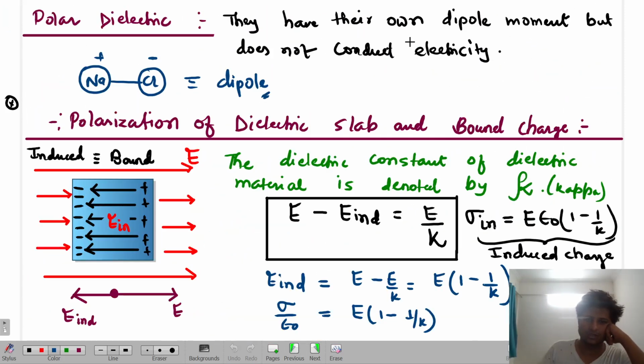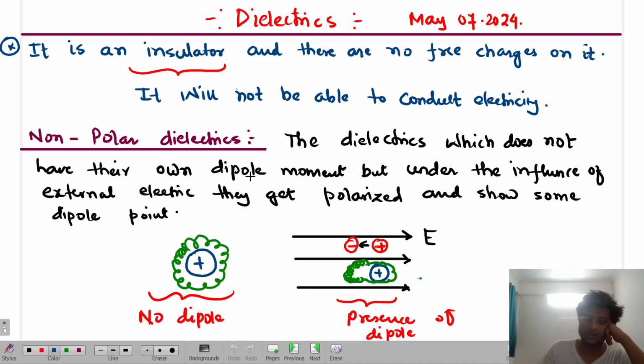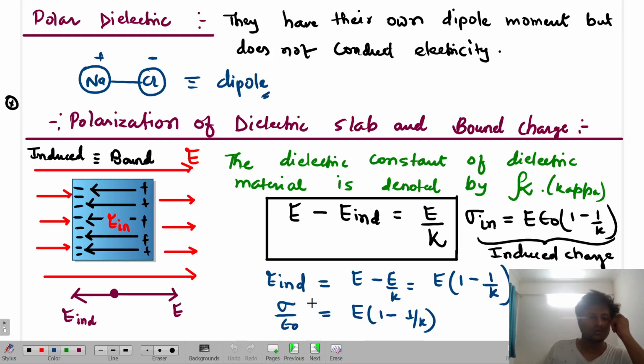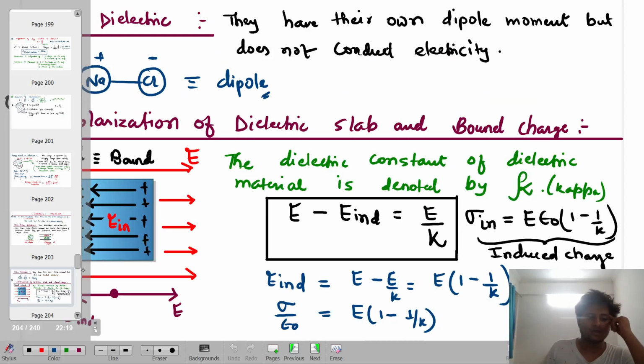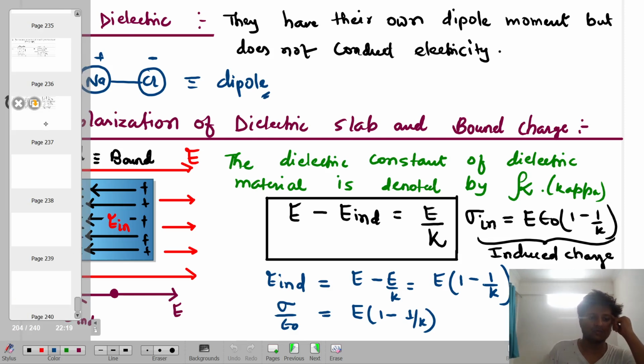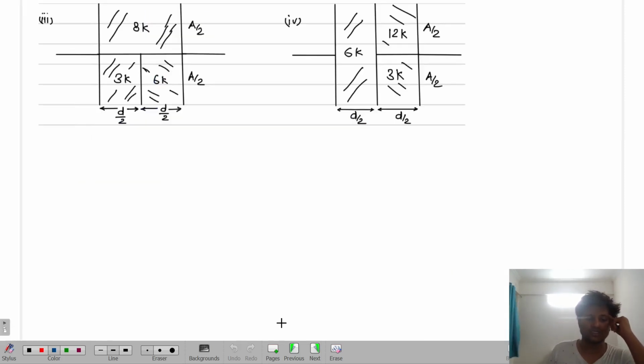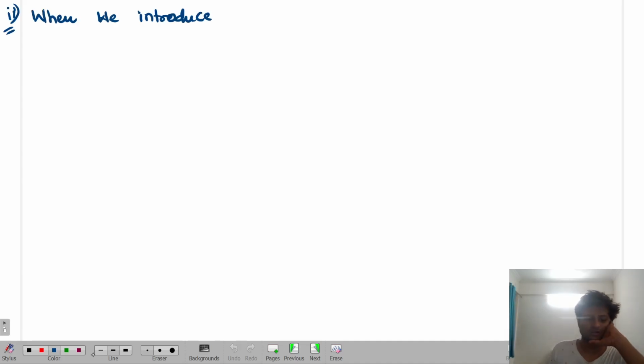In polar, they have their own dipole moment but do not conduct electricity. And in non-polar, they do not have their own dipole moment, but under the influence of an electric field, they get polarized and show some dipole moment. So polar dielectric will never conduct electricity. Whether you place it in any field or not, it does not matter to it. So what's the use of that? That's of no use, because if I include polar dielectric, then there is no change in the capacitance.